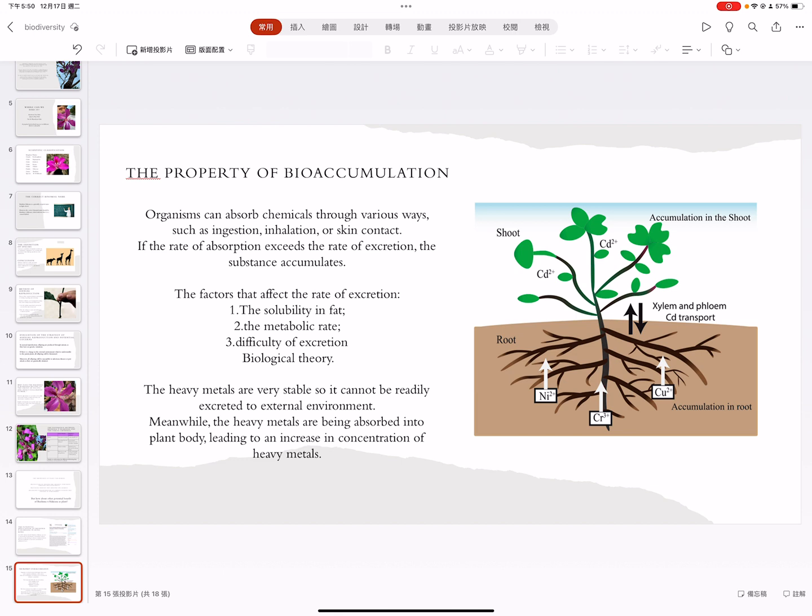Meanwhile, the heavy metals are absorbed into plant bodies through the process of active transport or diffusion, leading to an increase in the concentration of heavy metals. The heavy metals are absorbed continuously, and the excretion is very low. So, the plants will face some health problems.